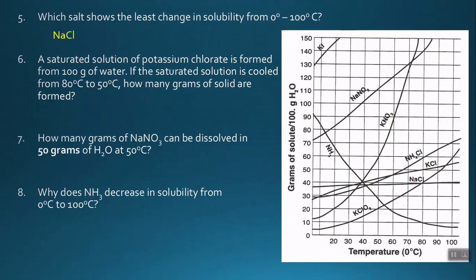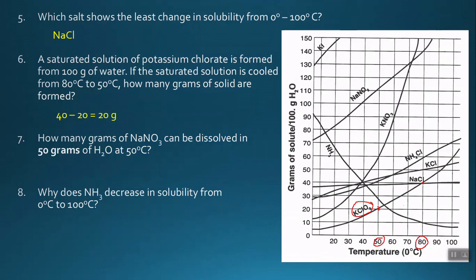A saturated solution of potassium chloride is formed from 100 grams of water. So potassium chloride is right here. If the saturated solution is cooled from 80 degrees to 50 degrees, how many grams of solid are formed? So at 80 degrees, you could dissolve about 40 grams. But at 50 degrees, you can only dissolve about 20 grams, right? So just like how I showed you in the video, that's going to fall out of your solution. So how do we do this? It's really just 40 minus 20 and you get 20 grams. 40 grams here, 20 grams here, subtract them and you get 20 grams.